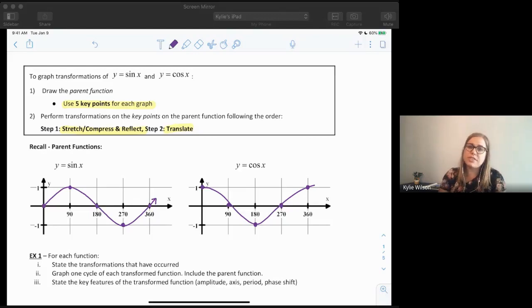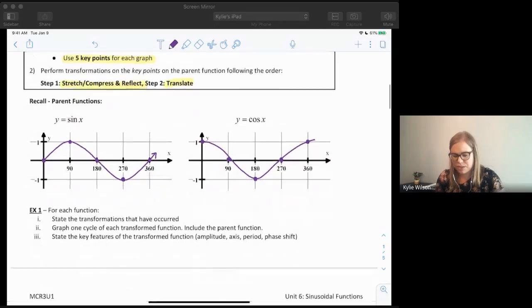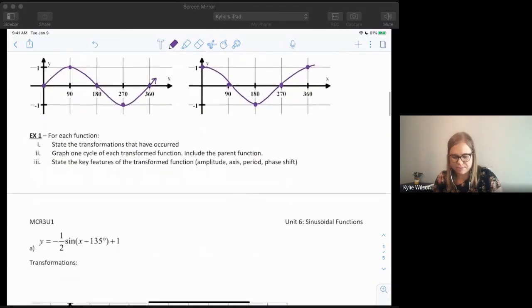And before I transform anything, those will be the parent functions that we draw first, and those will be the points that we will be moving around. We actually move them around exactly the same as we've been doing all our transformations up to this point. So I'm very hopeful that everybody will find this very straightforward and simple. So we're going to do a few examples together.